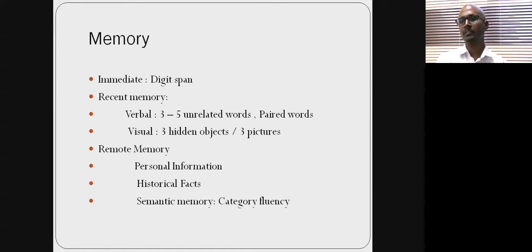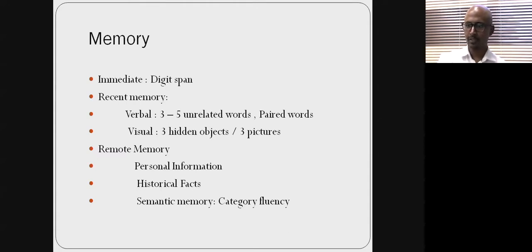So that's about language. Memory is a function that is tested next, because if you're not able to remember the command, then you can't perform all the other higher cognitions. Memory can be classified as immediate or recent memory and remote memory. Immediate memory is also called working memory, and that is tested by the digit span. It's also called attention. In order to comment on recent memory, your immediate memory has to be good. Recent memory depends on the hippocampal networks for functioning.